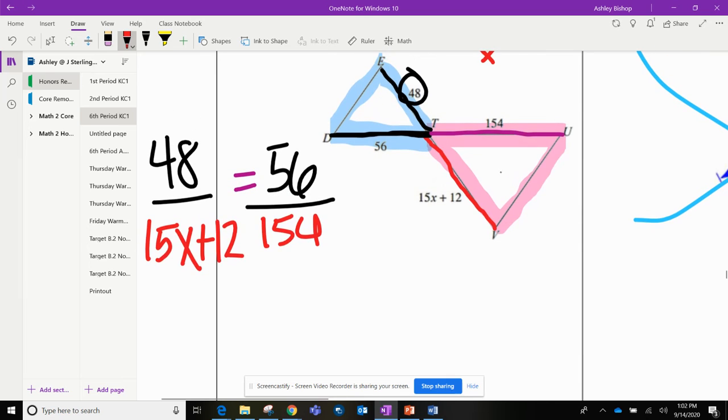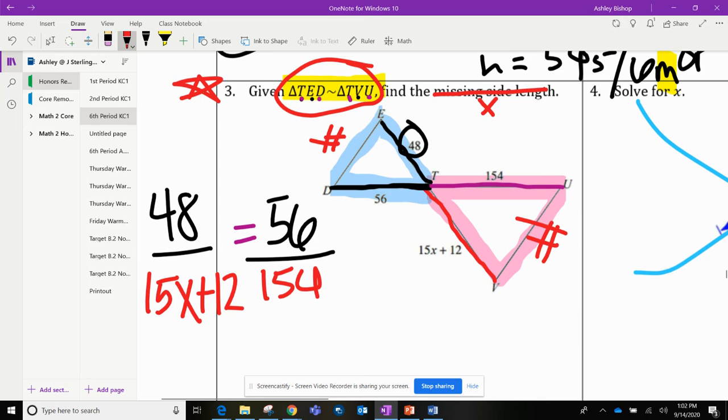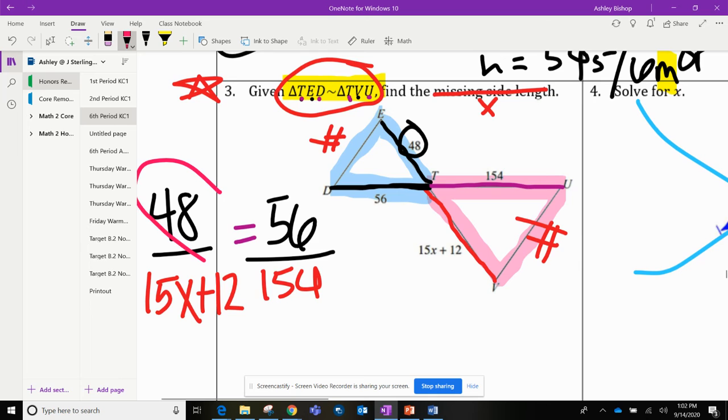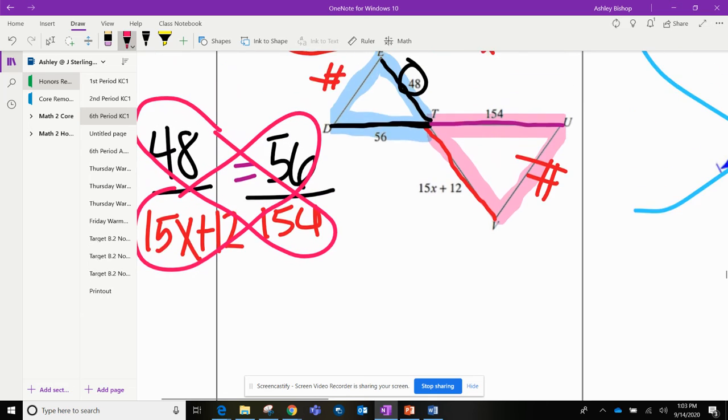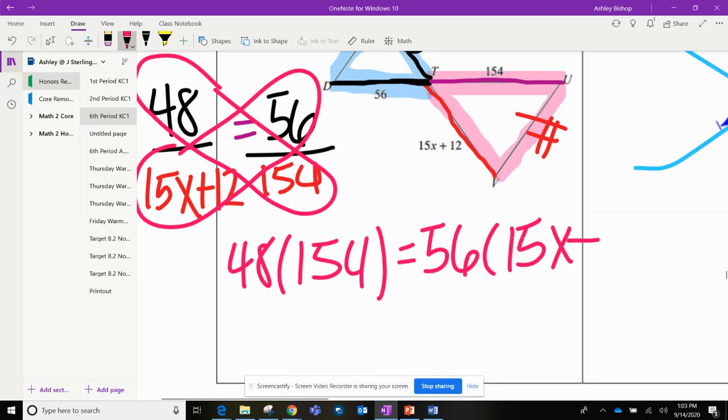And then I have my 2 proportions. So the key here is to get comfortable using this similarity statement, because I could also give you another number here. But in order to solve for x, you want to know that you only need to set up 2 proportions, 2 fractions that are set equal to each other, and you want to use your similarity statement. And then you can cross multiply. And then I have 48 times 154 is equal to 56 times 15x plus 12.